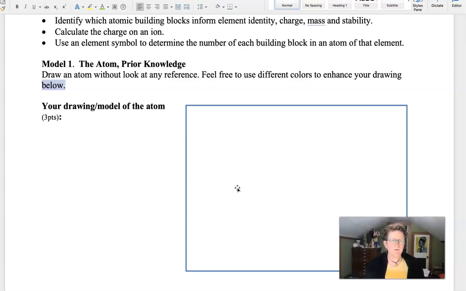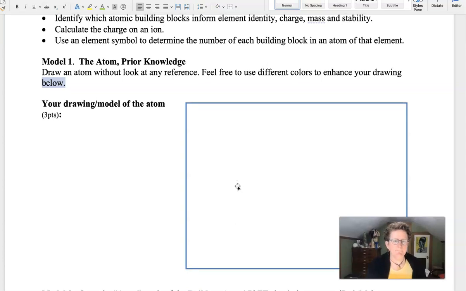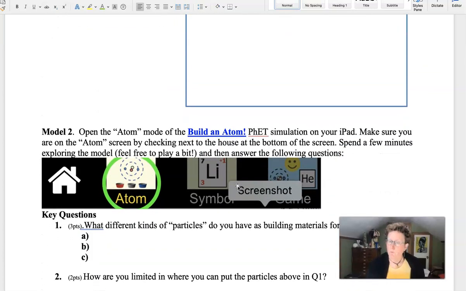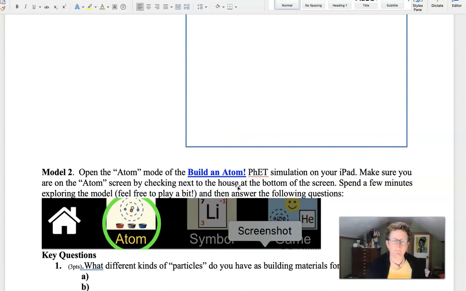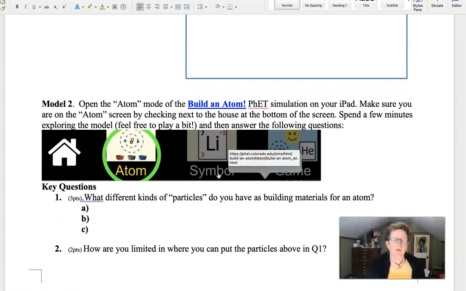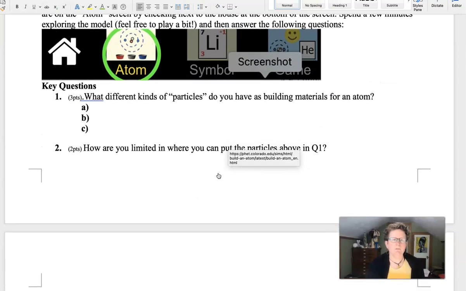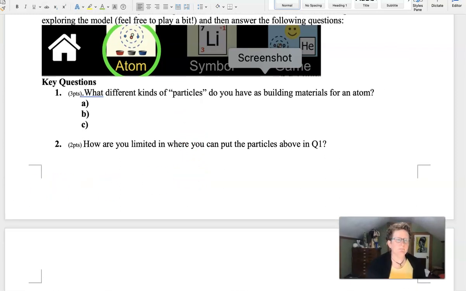So before you start, before you go to the PhET site, draw yourself an atom. You can use the draw tools in Word if that's what you're working in, or you can use Notability. So once you've drawn your atom, you can go to Build an Atom in PhET, and you can look at it and figure out what building particles you have and how you're limited in where you can put those particles. Let's go check this out.